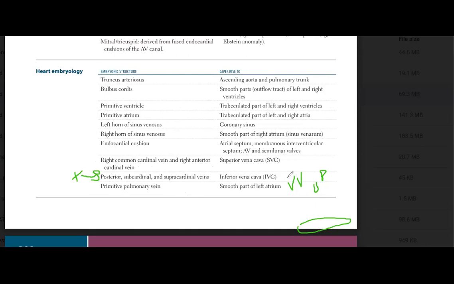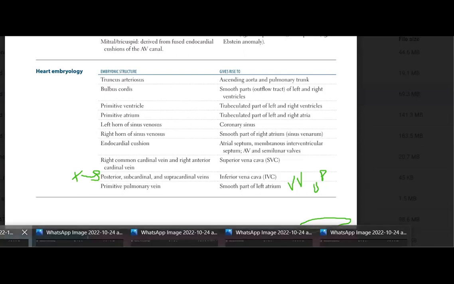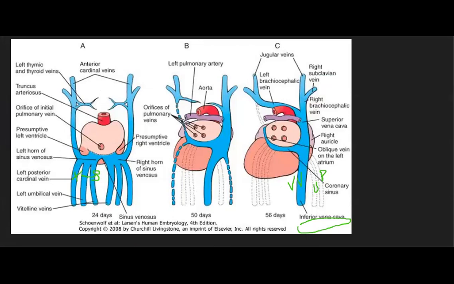I would appreciate it if you would do some research about it and tell me, but up to my knowledge, the posterior cardinal veins, right and left, both degenerate, and what remains is the right vitelline vein, which is converted into the inferior vena cava. Okay, as per the diagram.